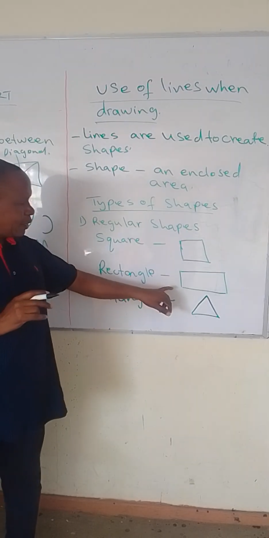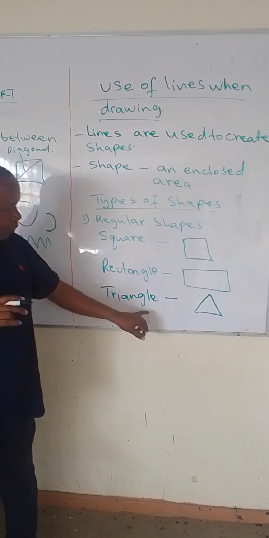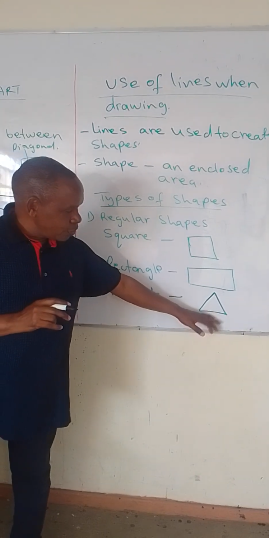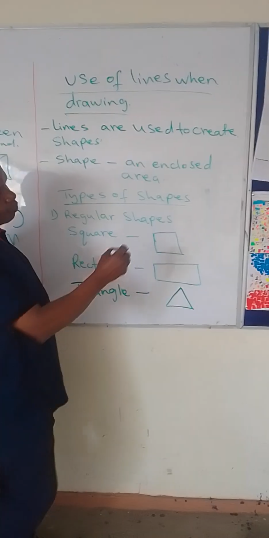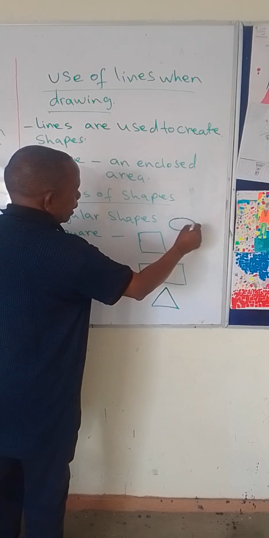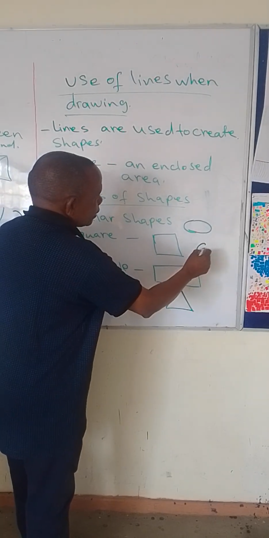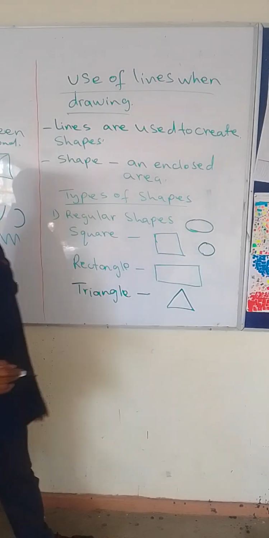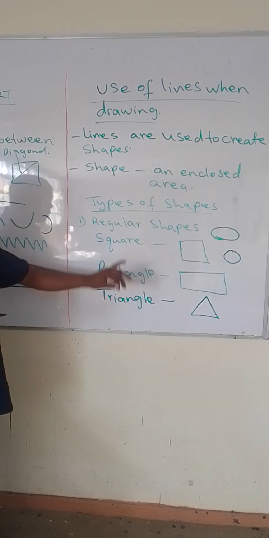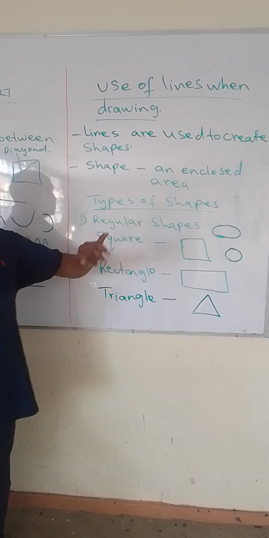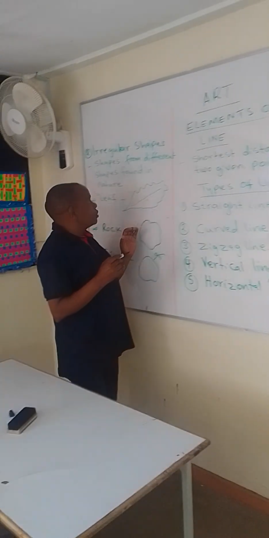It is the same with the rectangle, whereby we have 2 vertical lines and 2 horizontal lines, and they make up a shape. A triangle is made up of 1 horizontal line and 2 diagonal lines. They create a triangle. Then we can also create an oval. We draw 2 curved lines together and we create a shape which is an oval. And then we can also use 2 curved lines to create a shape we call a circle. So these types of shapes, the rectangle, the square, the triangle, the oval, the circle, are known as regular shapes.